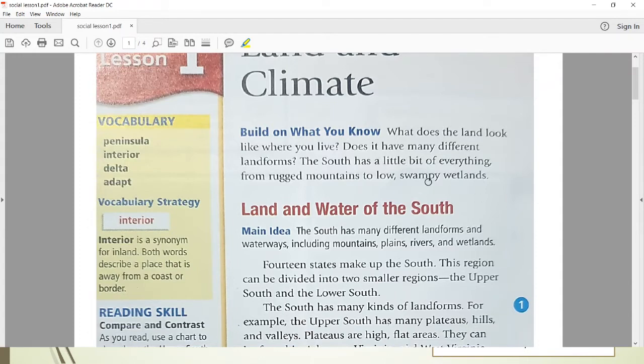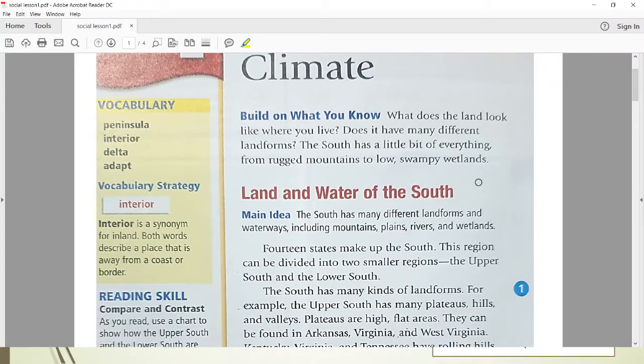Does it have many different landforms? The South has a little bit of everything, from rugged mountains to low swampy wetlands. So the South of the United States has rugged mountains, which means they have a lot of mountains and it's rugged, and low swampy wetlands. For wetlands in Florida, we discussed it before: the Everglades. The Everglades is actually a wetland in Florida. So Florida is actually a state in the South.